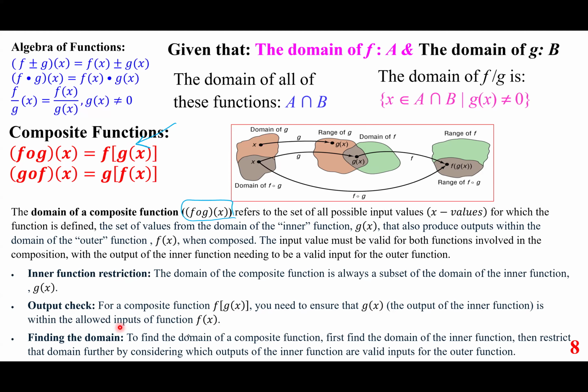Finding the domain. To find the domain of a composite function, first find the domain of the inner function. So in this case, f of g of x, find the domain of g of x first. In this case, g of f of x, first find the domain of f of x. Then restrict the domain further by considering which outputs of the inner function are valid inputs for the outer function. We will look at that, of course, with examples. That's the idea.